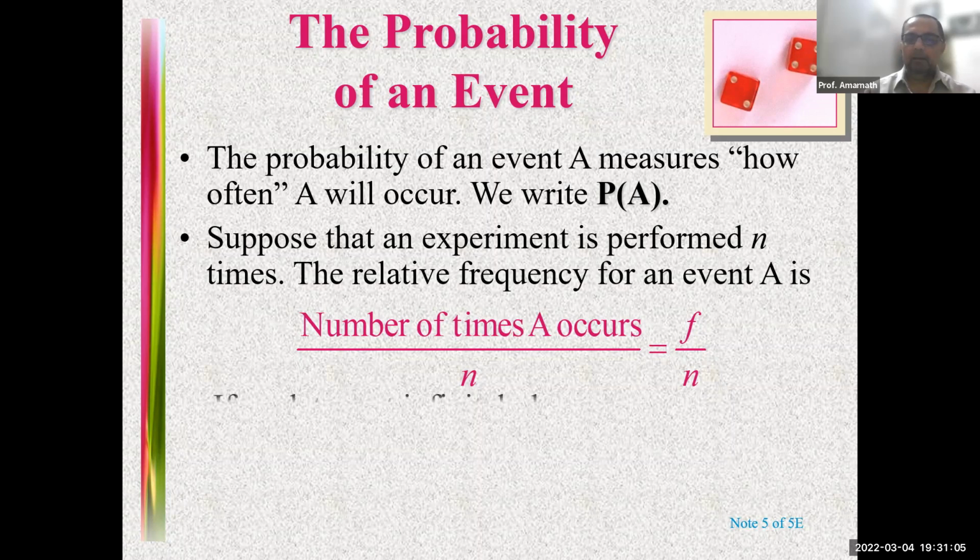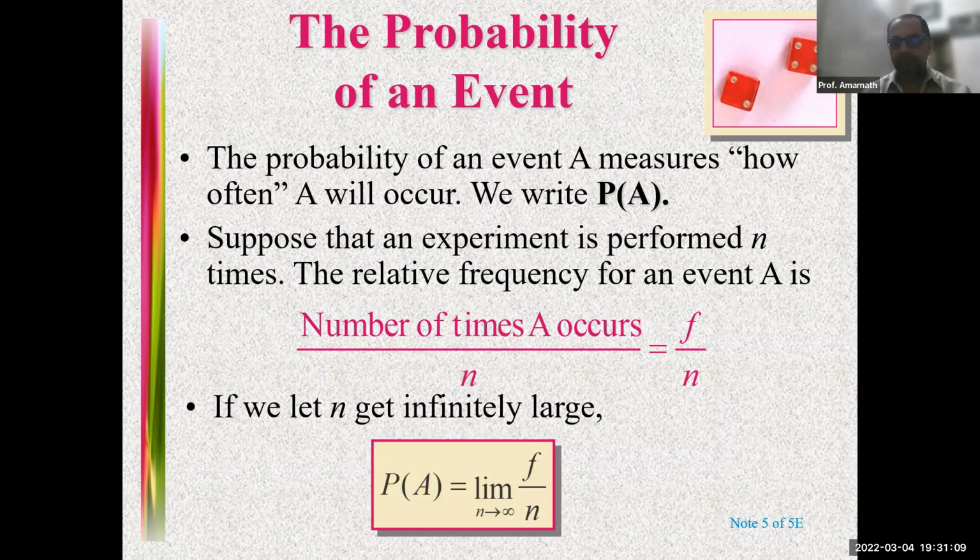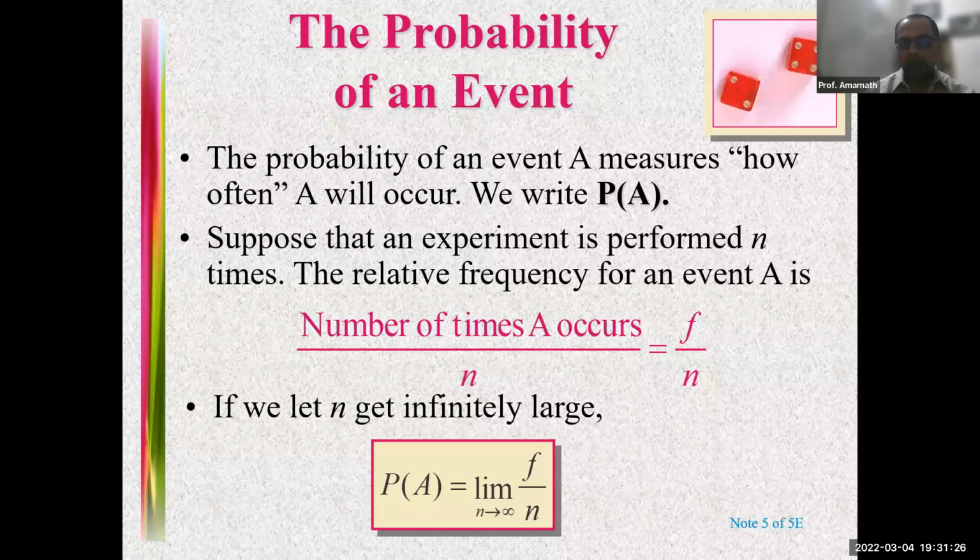So if we let n get infinitely large, I think in our plus two or in our college days, we studied something like limits. I think the book which I shared with you has some ideas about this also. So the probability is the limit as n tends to infinity of f by n. That's how we arrive at this formula.